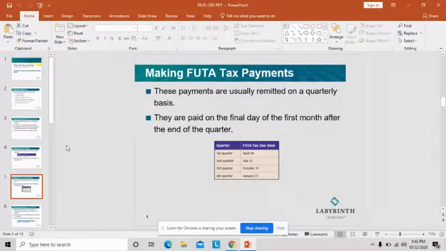To make federal unemployment tax payments, these payments are usually remitted on a quarterly basis, and they are paid on the final day of the first month at the end of the quarter. So if you look here, in the first quarter, the federal unemployment tax is due April 30th. The second quarter, the FUTA tax is due on July 31st. The third quarter, October 31st. And the fourth quarter, January 31st.